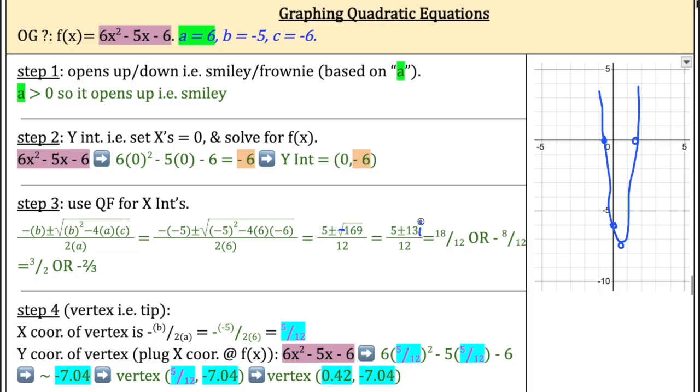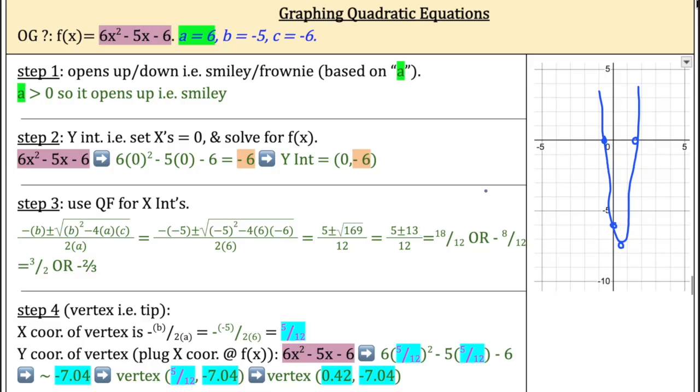Now keep in mind, if this were a negative 169, that would produce an i, which means there would not be any x-intercepts here. The i means imaginary, which means once an i is produced over here, the whole quadratic formula falls apart, and therefore there are no x-intercepts. Then the whole graph would look different in that case.